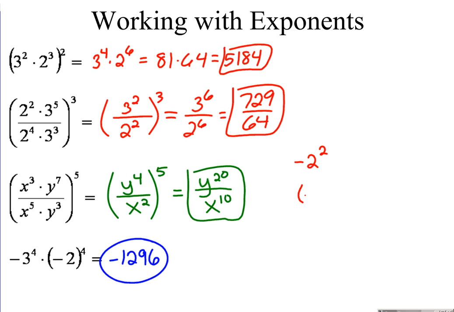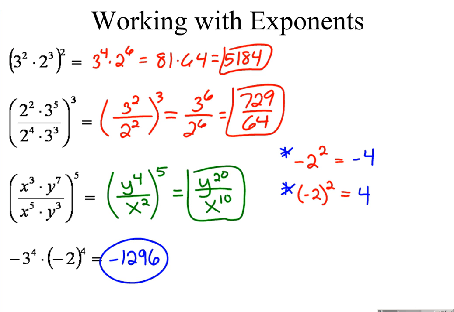That and that do not equal the same thing. This is saying take 2 and square it, because we have to do exponents first, then multiply by this -1 out front. That is equal to -4. This is saying take the value of -2 and square it. That is equal to +4. So make sure that you know the difference between these two things.